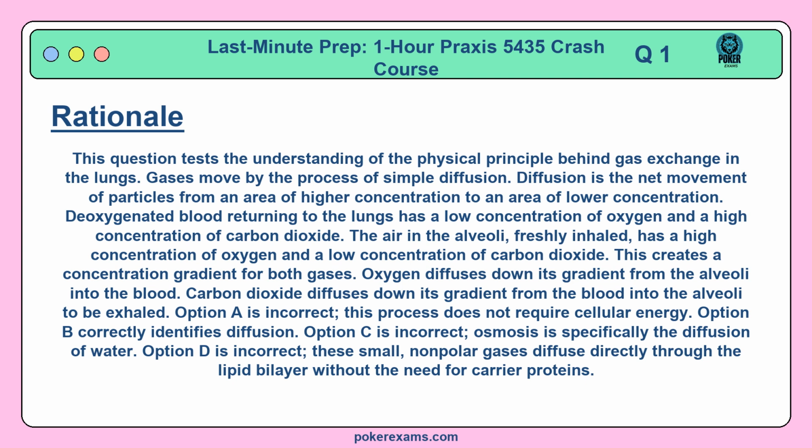Oxygen diffuses down its gradient from the alveoli into the blood. Carbon dioxide diffuses down its gradient from the blood into the alveoli to be exhaled. Option A is incorrect. This process does not require cellular energy. Option B correctly identifies diffusion. Option C is incorrect. Osmosis is specifically the diffusion of water. Option D is incorrect. These small, nonpolar gases diffuse directly through the lipid bilayer without the need for carrier proteins.